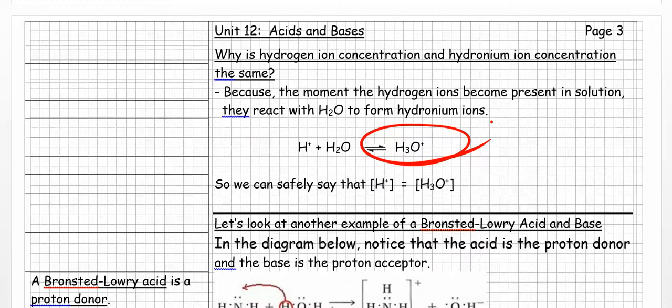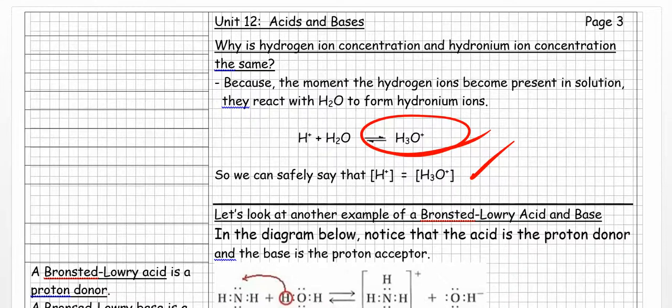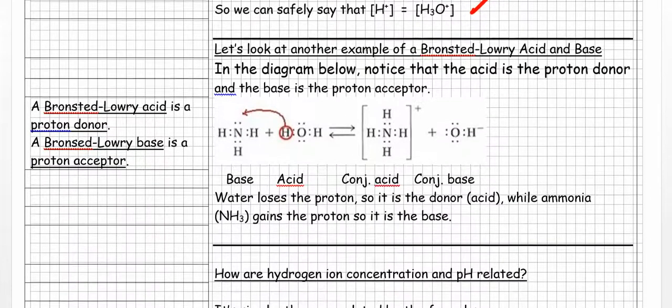They're all hydronium ions, right? So when somebody says, what's the hydrogen ion concentration? They really mean the hydronium ion concentration. So we can safely say that the hydrogen ion concentration and the hydronium ion concentration are the same. They're equal. Does that make sense? So let's look at another example.